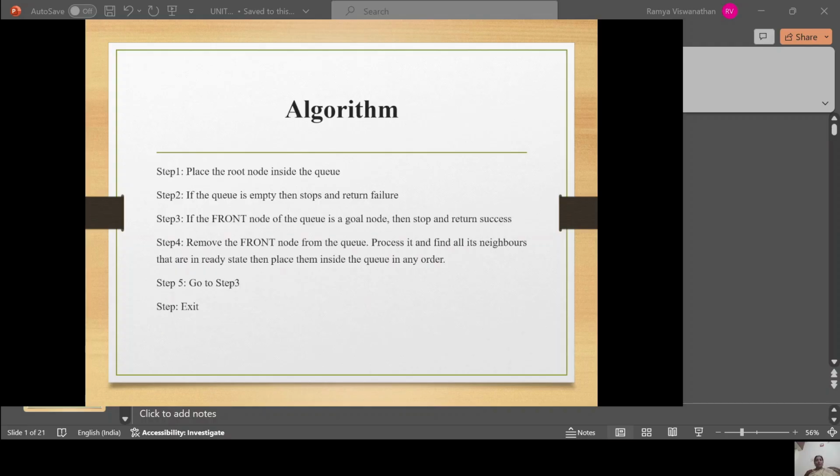Next one is the BFS algorithm. In step 1, place the root node inside the queue. In step 2, if the queue is empty, then stop and return failure. In step 3, if the front node of the queue is a goal node, then stop and return success. Step 4, remove the front node from the queue, process it and find all its neighbors that are in ready state, then place them inside the queue in any order. In step 5, go to step 3, and in step 6, exit the loop.